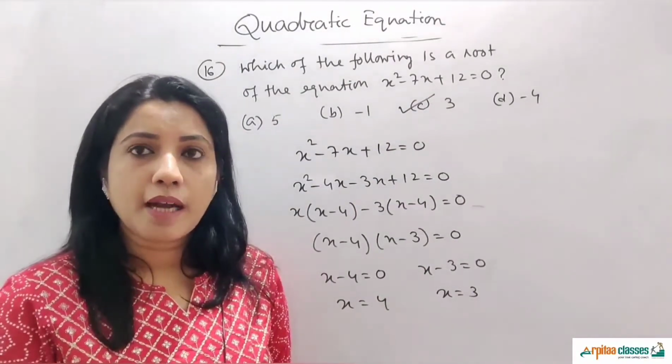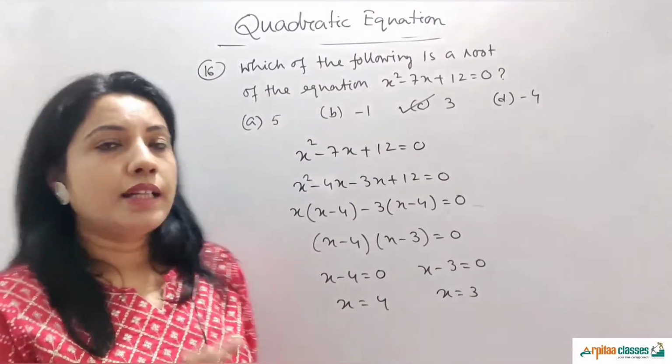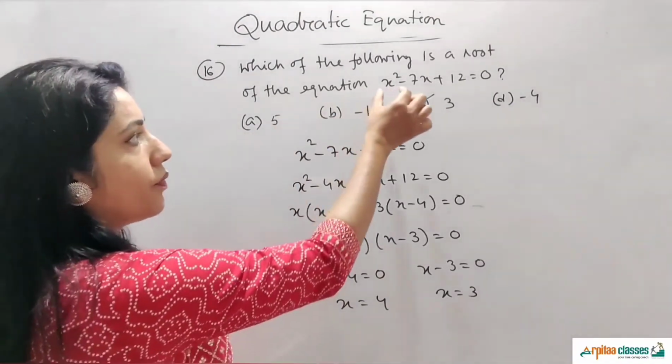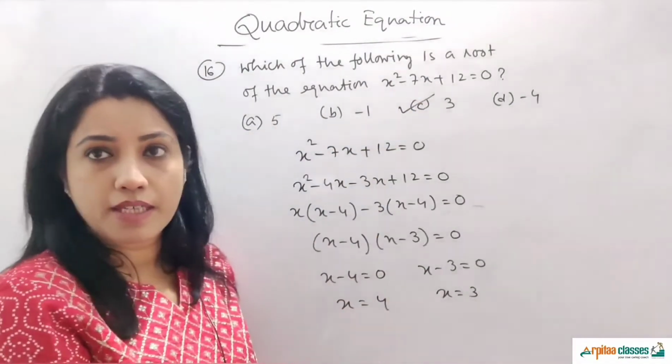You can do the sum by the other method also. That is, you can put 5 in place of x and see whether it is satisfying or not.